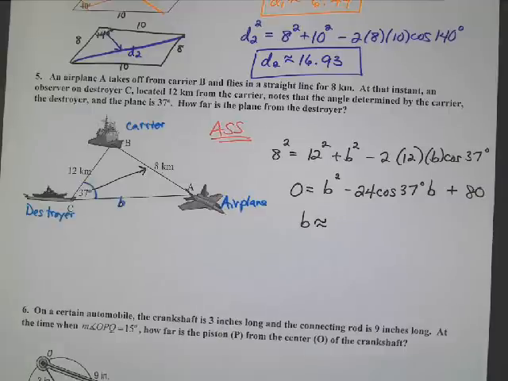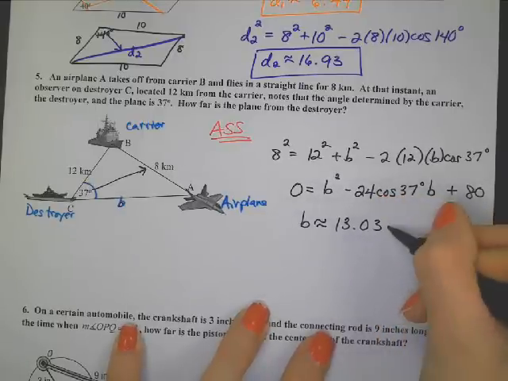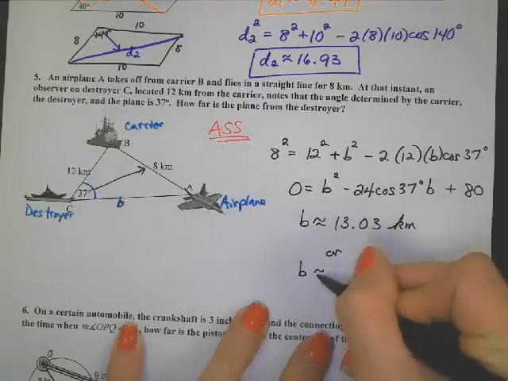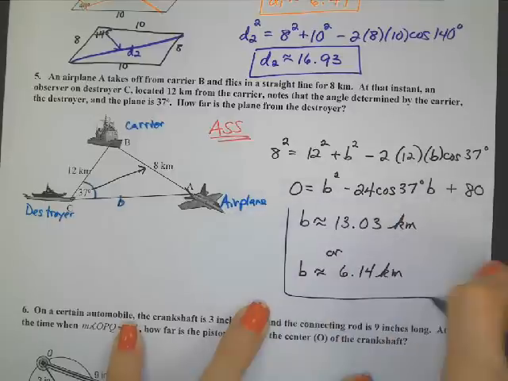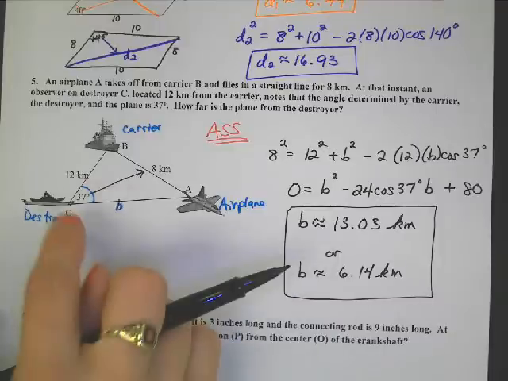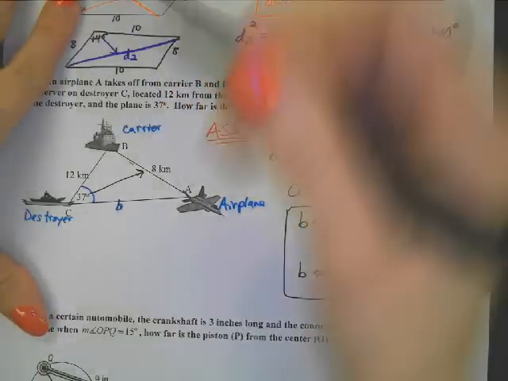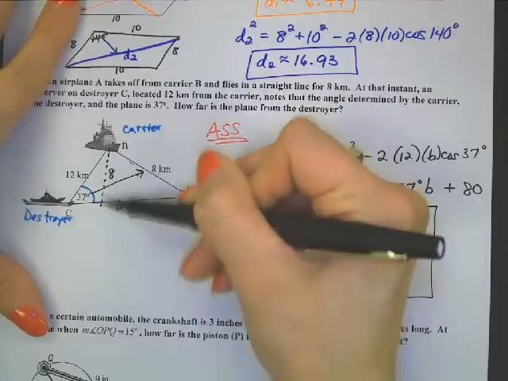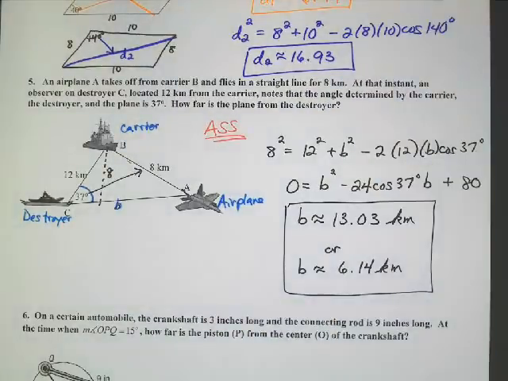Oh, 2 answers? Okay, so one of the options is 13.03. How about some units? Kilometers. Or the airplane is only 6.14 kilometers. Well, that's kind of tricky. You can't be out in battle and not have an exact answer. That's because you were given angle, side, side information. So what does that mean? The plane could have flown this way, or the plane could have flown this way, 8 kilometers, still maintaining the 8, the 12, and the angle, but been a lot closer to the destroyer.